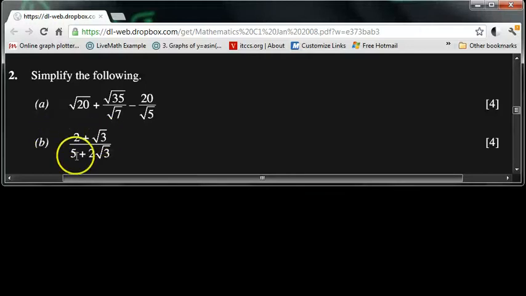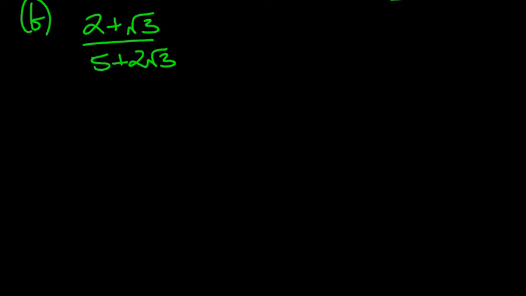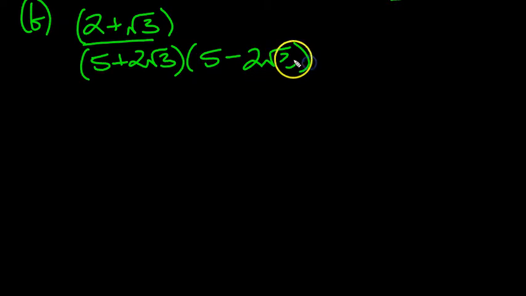Part B then, (2 + √3) over (5 + 2√3). Just rationalise the denominator here, isn't it? So there's more than one term, so I'll need to put a bracket. So be careful here. Let's multiply top and bottom by (5 − 2√3) in order to rationalise the denominator. 5 minus 2 root 3 then.